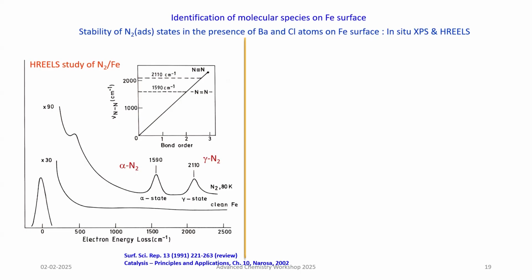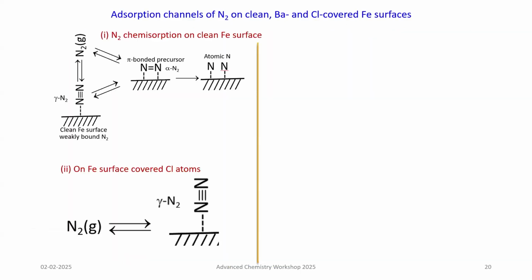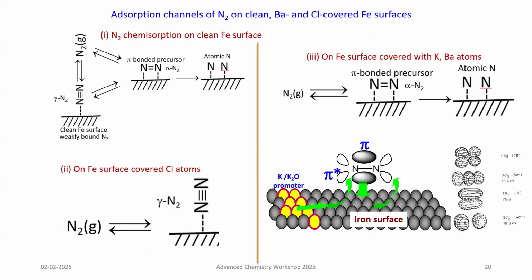Okay, so I'll just skip this probably. So that's what I said. This is a gas phase molecule. It is coming and sitting here, and then it can give you this pi bonded precursor, and then that can give you atomic nitrogen. That atomic nitrogen will give you NH, NH2, NH3 species. Ammonia is formed on the surface. So these are all identified now.